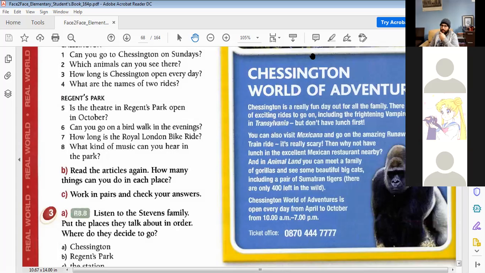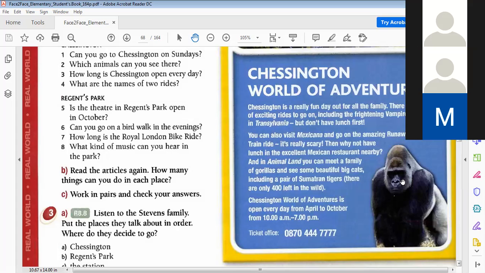Okay, now which place do you think is more interesting in your opinion? Where would you like to go? Who would like to go to Chessington and who would like to go to Regent's Park? I like to go to Regent's Park. Okay, me too. Rana too, and me. What about Chessington? Who would like to visit Chessington? Who likes rides? I like to try both of them. Both of them? That's good.